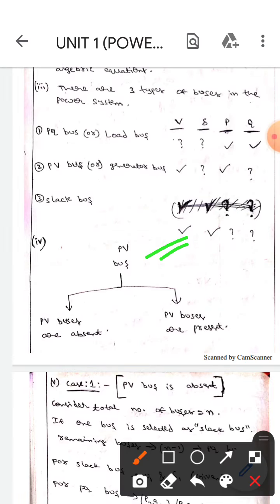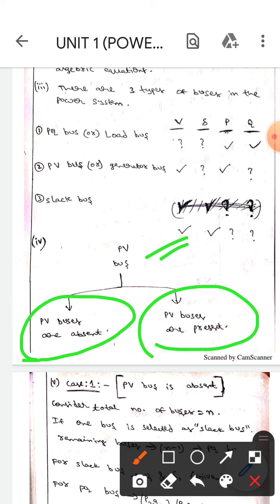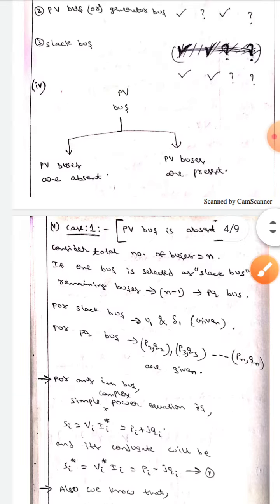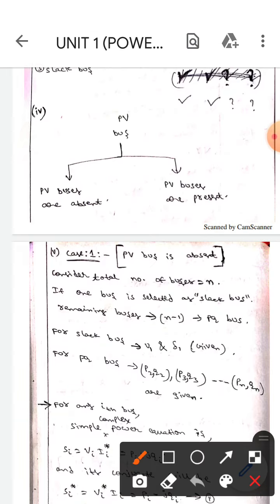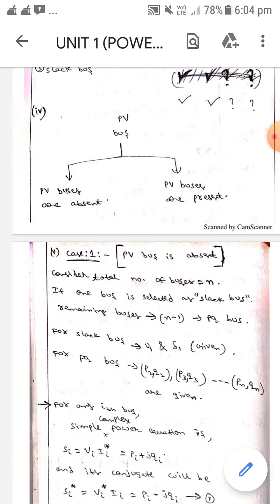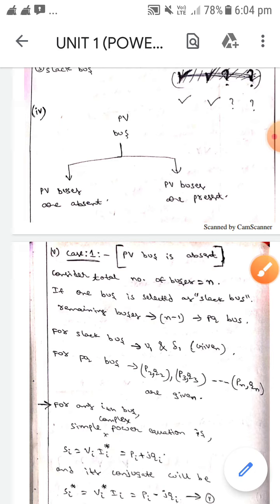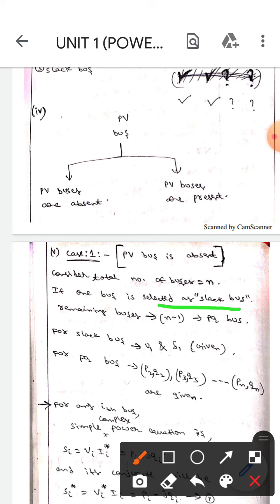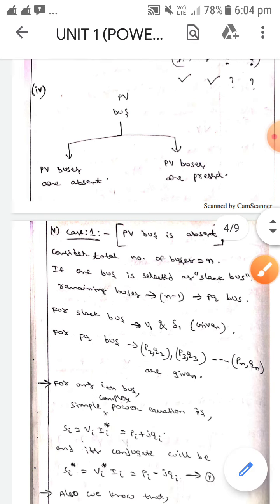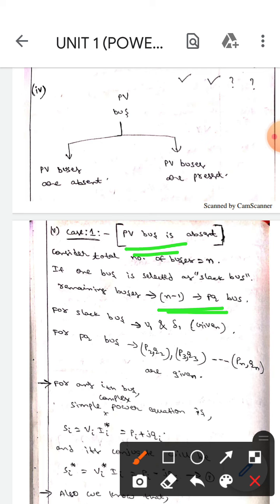In the Gauss-Seidel method, there will be two cases. Case 1 is when PV buses are absent. Case 2 is when PV buses are present. So let's first discuss case 1, which means the PV bus is absent. Here the total number of buses will be n, and if one bus is selected as the slack bus, then the remaining buses will be n minus 1. As PV buses are absent, they are all PQ buses.